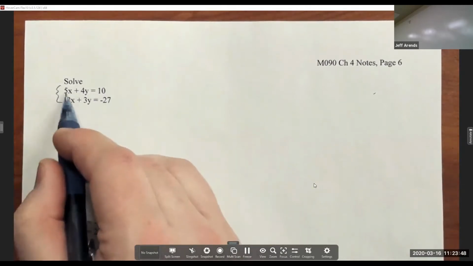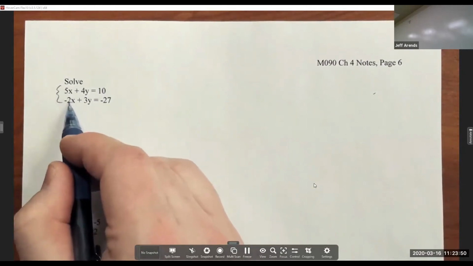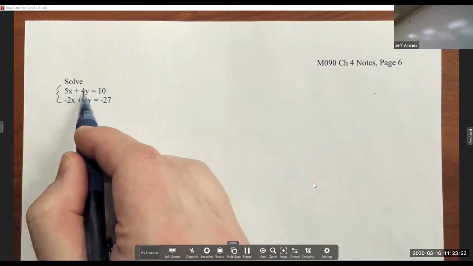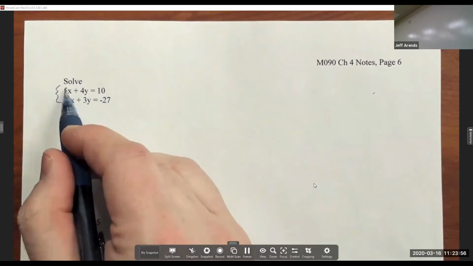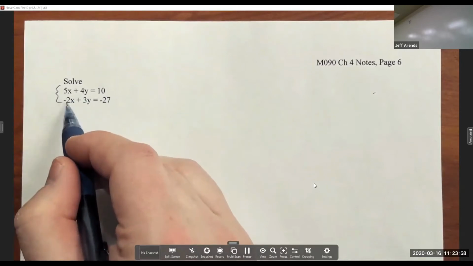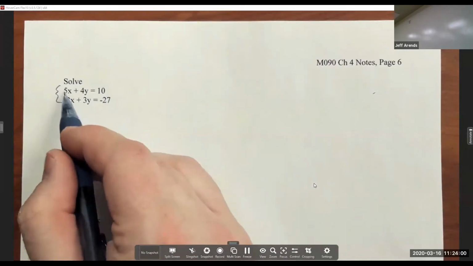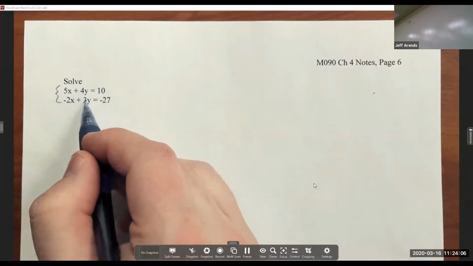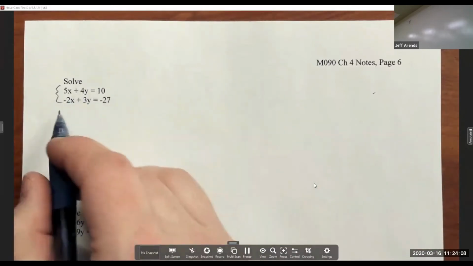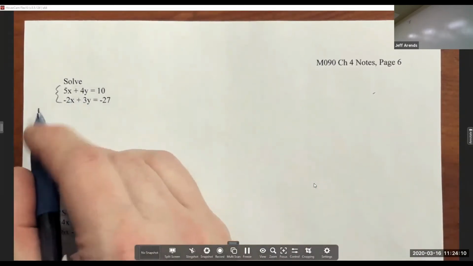Well, the least common multiple of 5 and 2 is 10. Least common multiple of 4 and 3 is 12. I could go either way. On the previous example, I made the coefficients on the x's match. So in this one, I'm going to make the coefficients on the y's match. It really doesn't matter though.